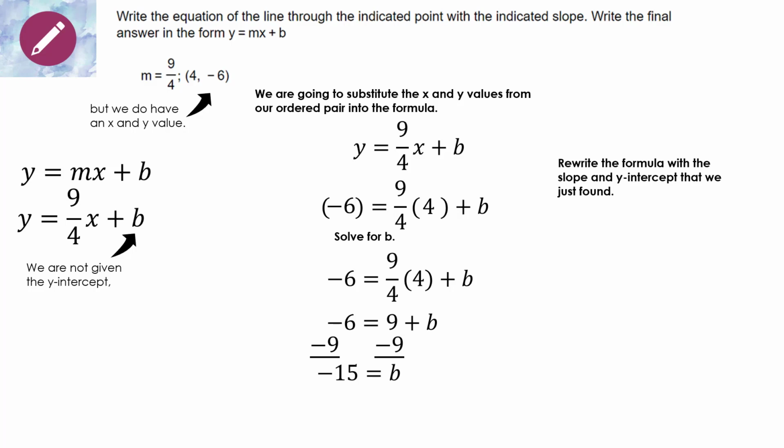Rewrite the formula with the slope and y-intercept that we just found. So all we have to do is put 9/4 in for m, which is our slope, and negative 15 in for b. This gives us y equals 9/4 x minus 15.